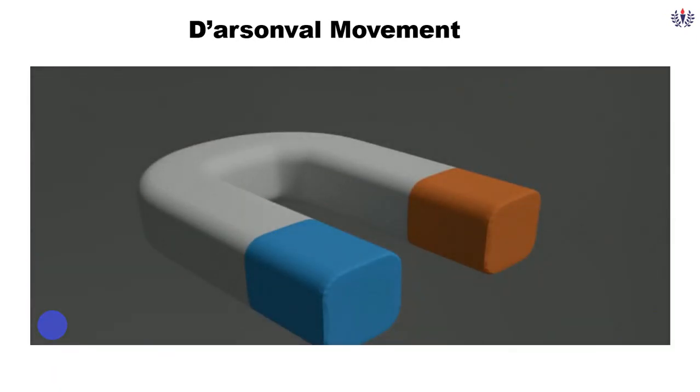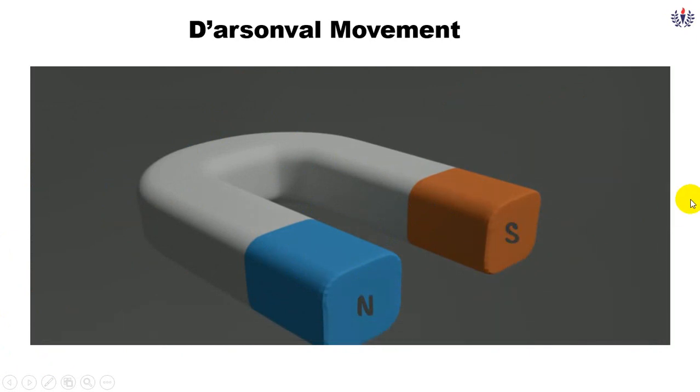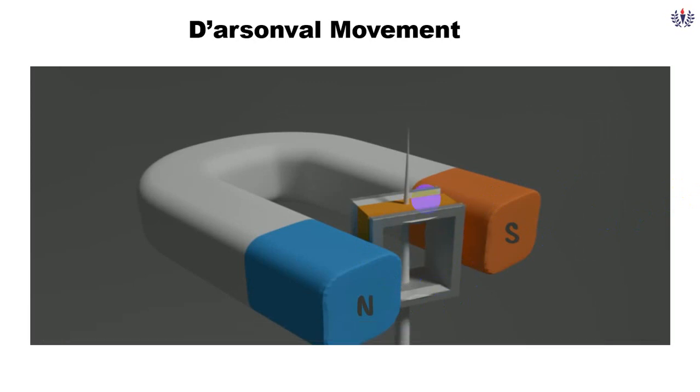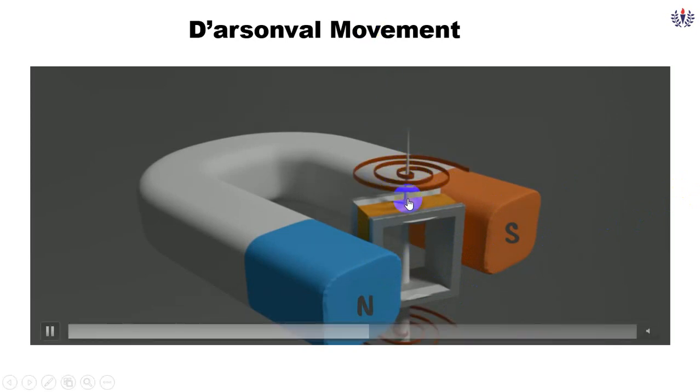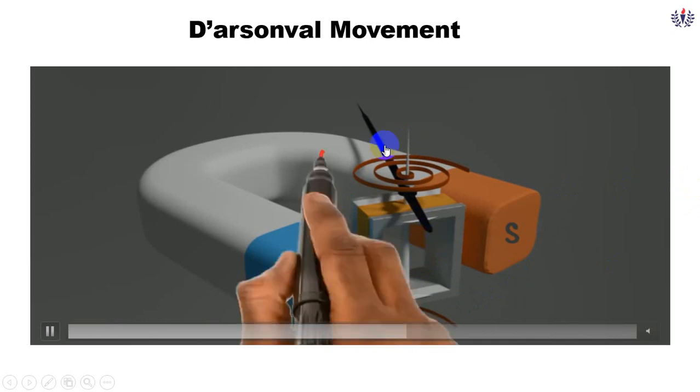What is the d'Arsonval movement? Here you can see we have a permanent U-shaped magnet. Here you can name it the north pole, and here the south pole. In between these two poles, we are going to place a coil. Here is the wooden former, and here we wind the coil. The coil will be thick in nature, with a number of turns. Along with that, there is a spindle. On the spindle, we put a spring for producing the controlling torque, and we also insert a pointer.